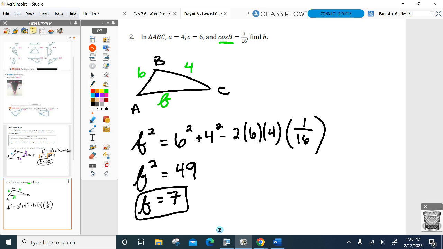Any issues here before I change it up on you? Because we're not always going to be solving for the left side. There might be something on the right side I'm going to ask you to solve for.